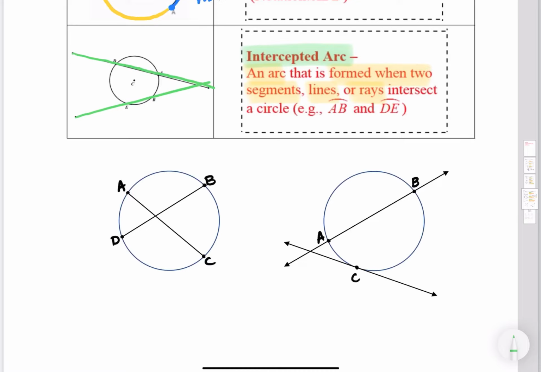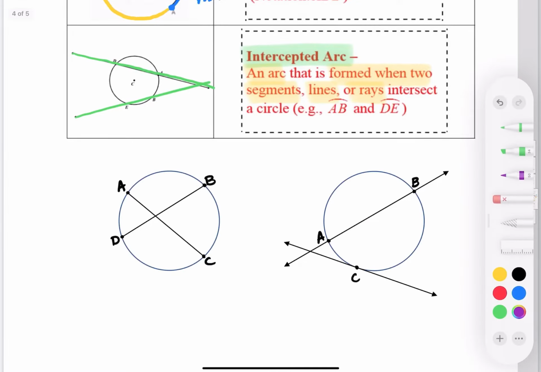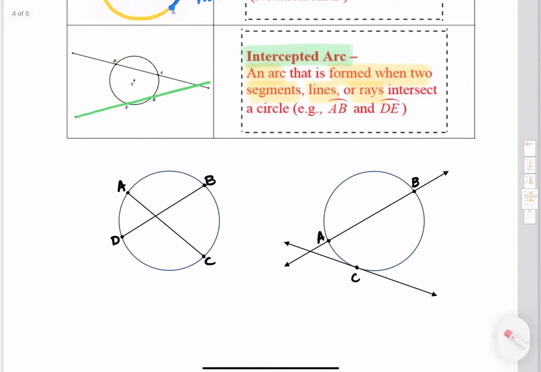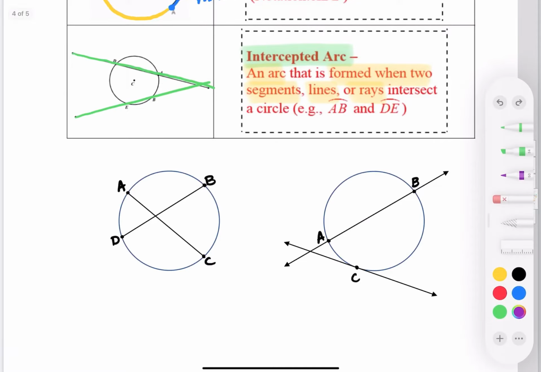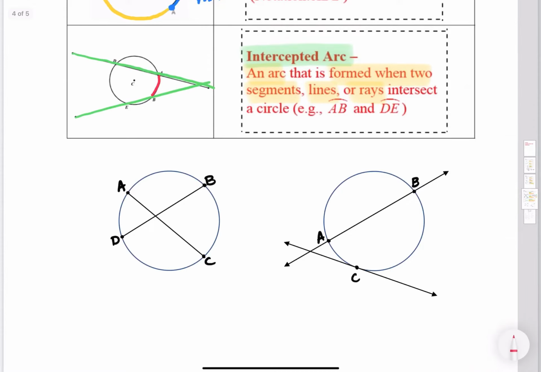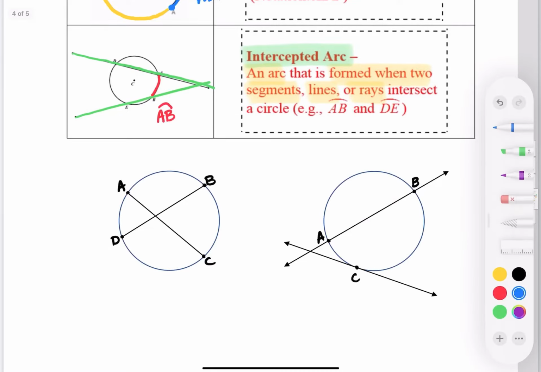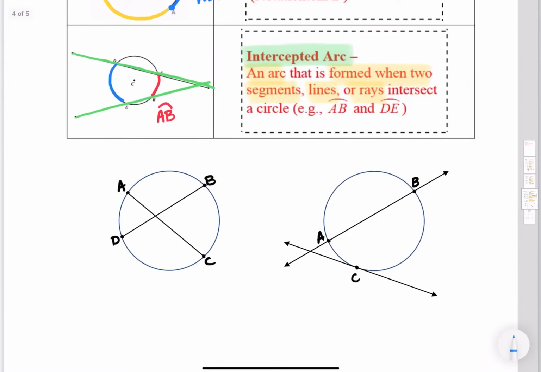And when we have these two secants, it forms an angle that intersects two arcs here. So the first arc that it intersects is AB, and then it also intersects this other arc, DE. So this is a pair of intercepted arcs.